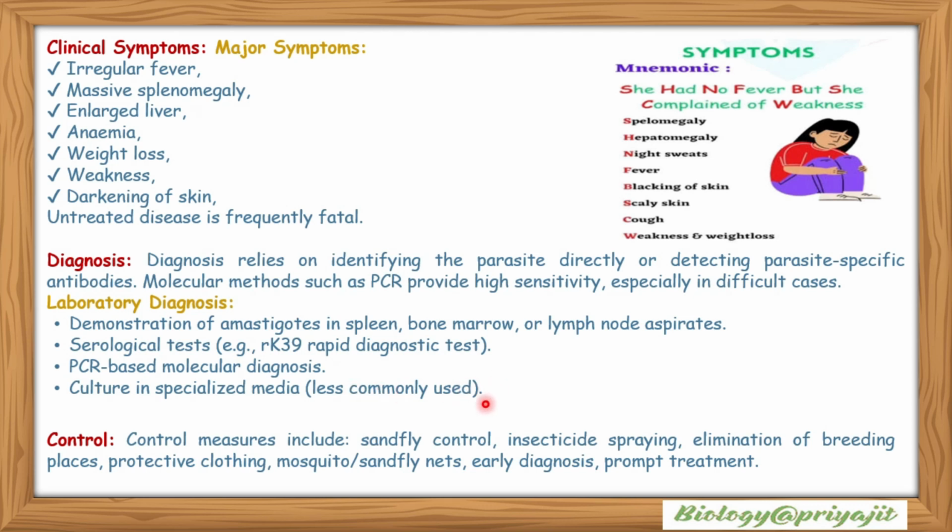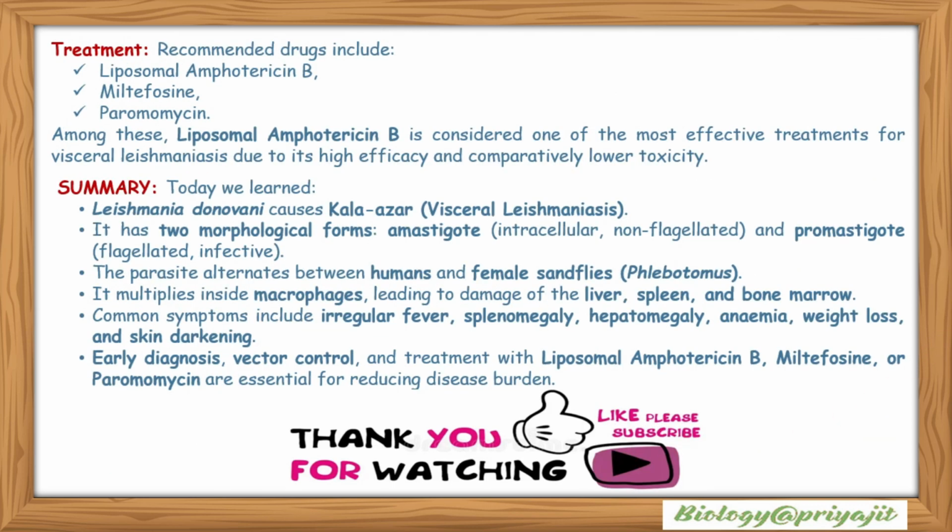Control measures include sandfly control, insecticide spraying, elimination of breeding places, protective clothing, sandfly nets, early diagnosis and prompt treatment. The recommended drugs include liposomal amphotericin B, miltefosine, paromomycin, etc. Among these, liposomal amphotericin B is considered one of the most effective treatments for visceral leishmaniasis due to its high efficacy and comparatively lower toxicity.